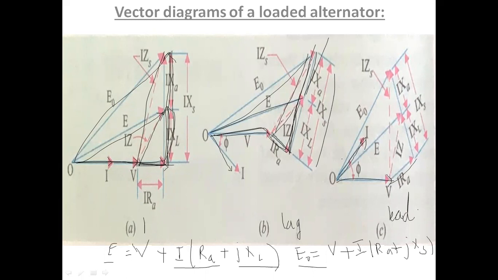So V plus IRa, and to IRa perpendicularly add IXL. So V plus IRa plus IXL gives E. And IRa plus IXL gives IZ. And to IXL add IXa. So V plus IRa plus IXL plus IXa, that means IXs. That gives E naught. So IRa plus IXs gives IZs. So these are the vector diagrams of the loaded alternator: unity, lagging, and leading.